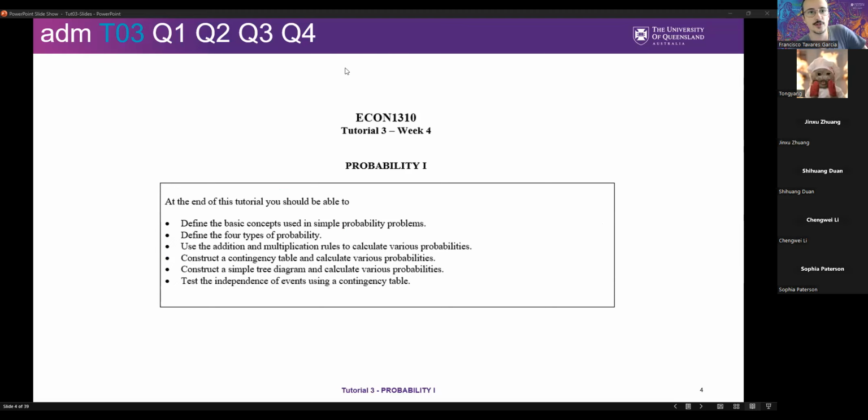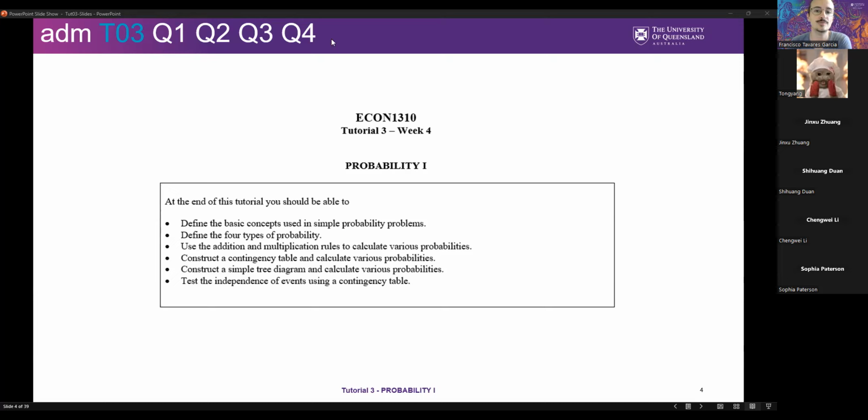So let's go. Okay, so tutorial 3. We're talking about probability. I hope you had a chance to watch the videos. Probability is pretty important, and it is the link that connects what we talked about before, like descriptive statistics and inference statistics, with what we're going to see in the next weeks.